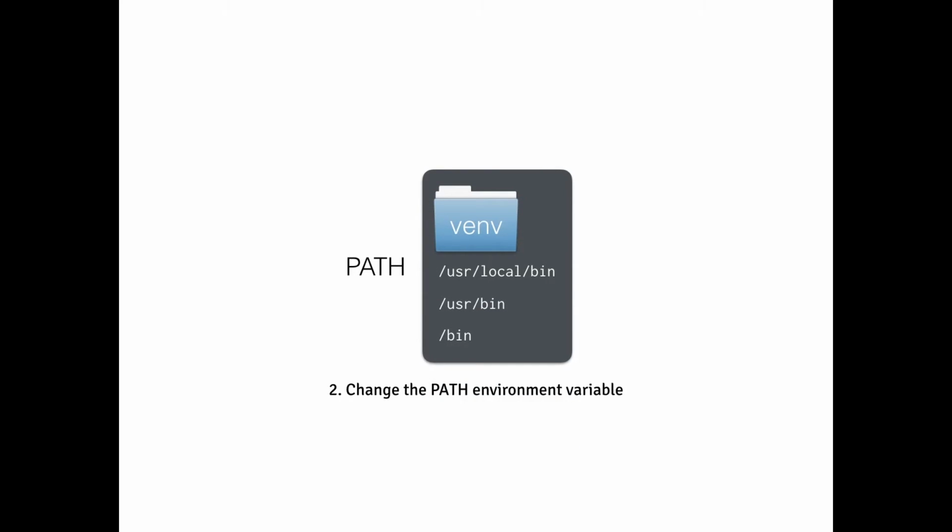What is a virtual environment? A virtual environment involves two key components. Number one, a directory that will contain all the project-specific packages. Let's call this directory venv. Number two, the path environment variable with this venv directory set on top. To achieve this, we'll be using a package called virtualenv.